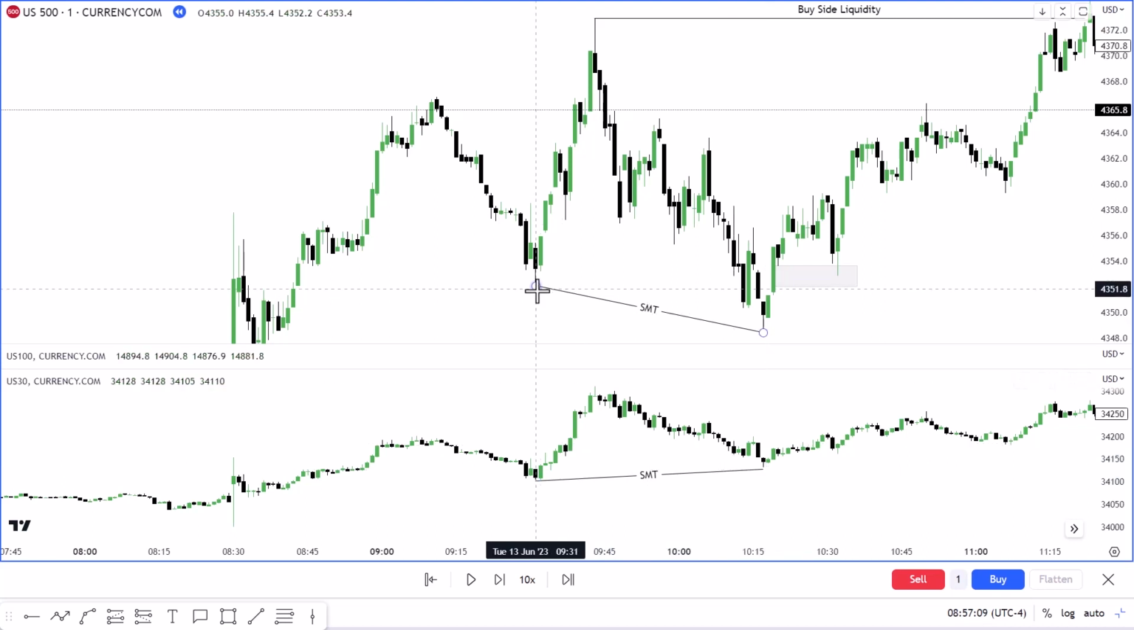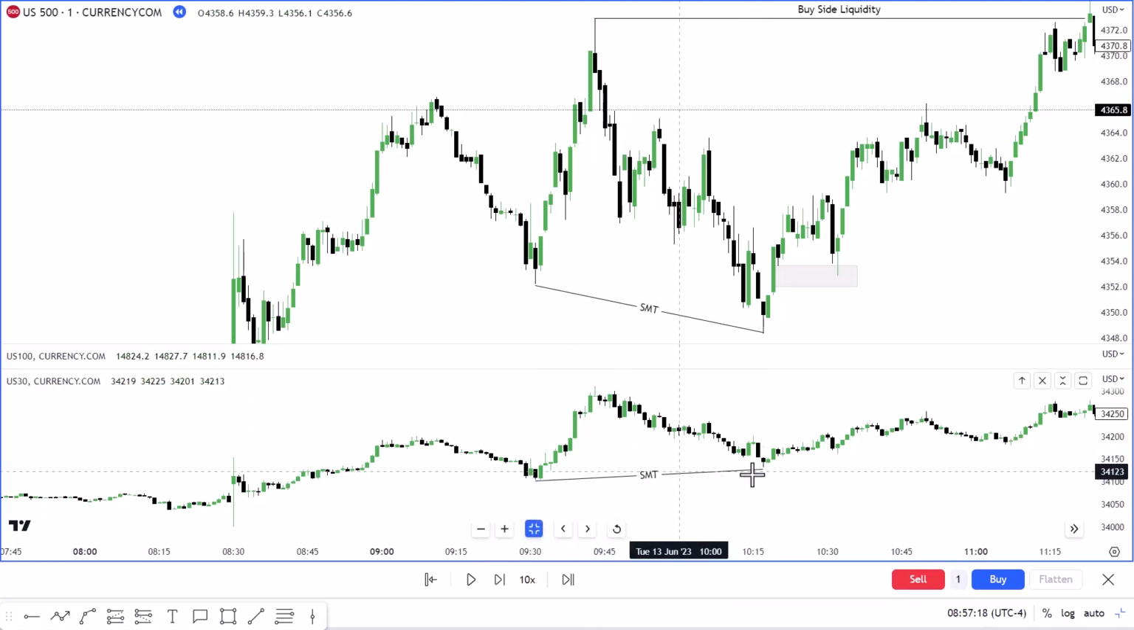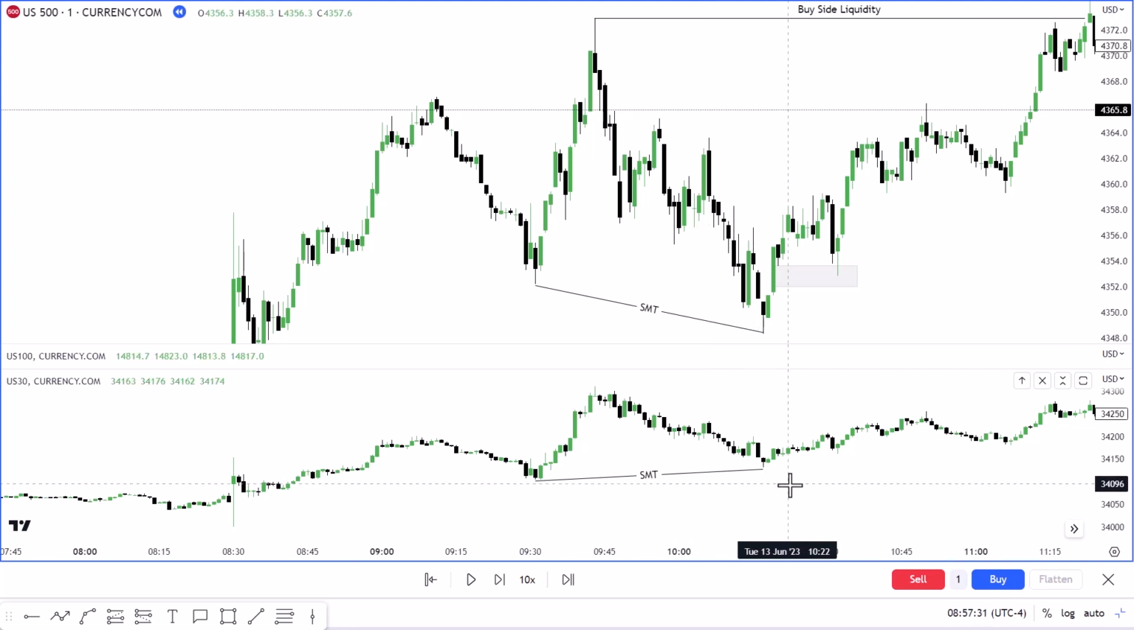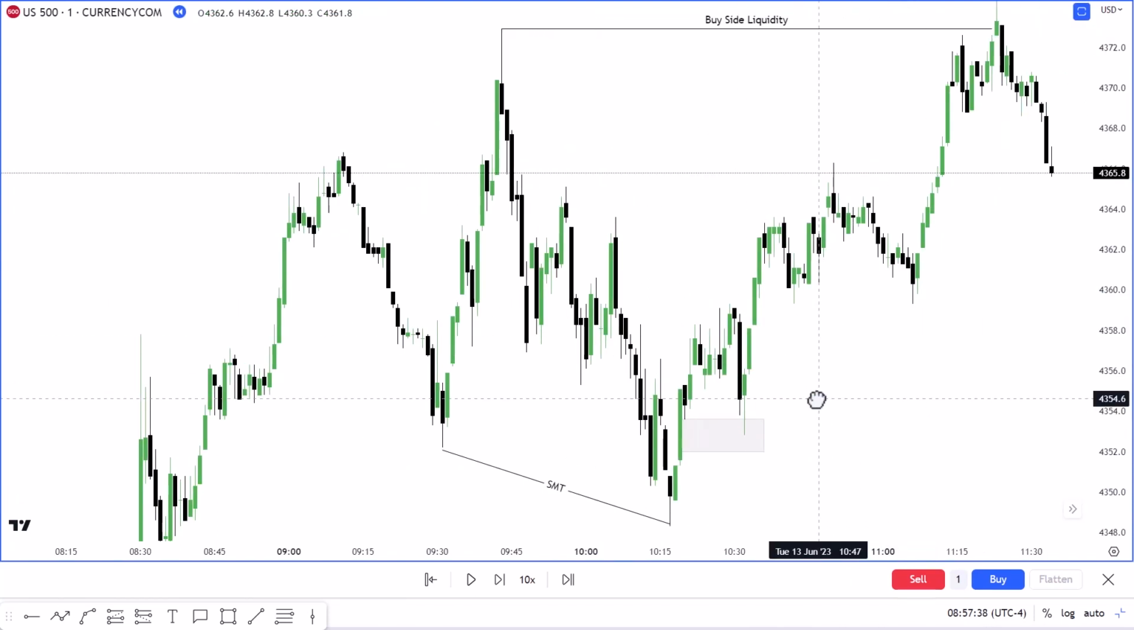We have a low, a lower low, and we have a low, a higher low. So there is a disruption, which simply means that one of these is weaker. It shows that there is an SMT, a smart money tool or smart money technique, and this simply shows that there is a possible reversal going to happen shortly. And then let's check, do we have that? Of course, yes.